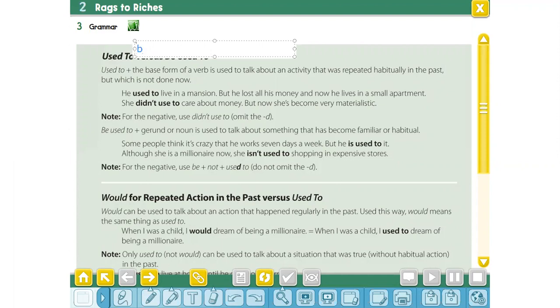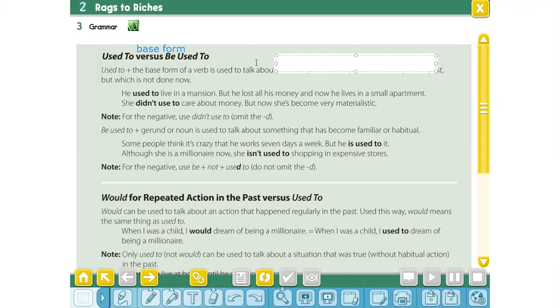Very good. Without any addition, like live, play, help. What about be used to? Excellent. It's followed by gerund, verb plus ing, or a noun. Excellent. Please write these notes.